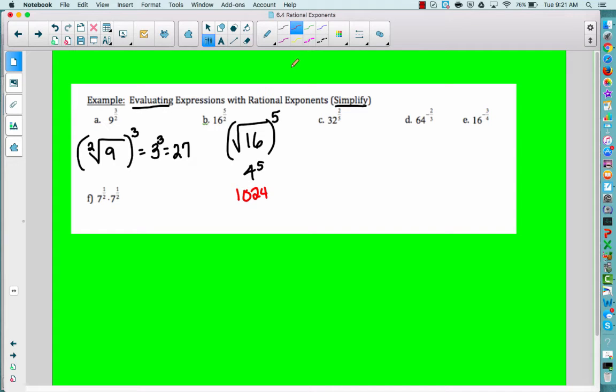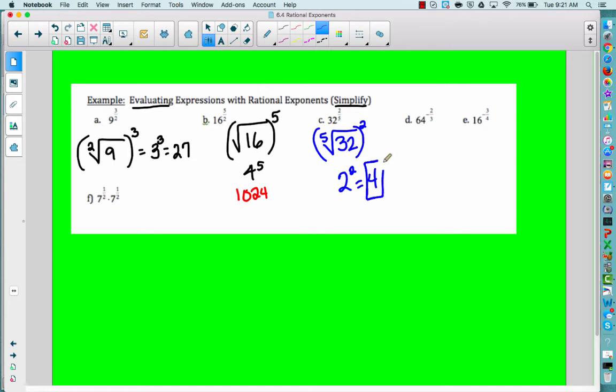All right, you try the next one. You press pause and try it. Okay, so you're back, and hopefully you did the 5th root of 32 squared. The 5th root of 32 is 2, so 2 squared is going to give me 4.